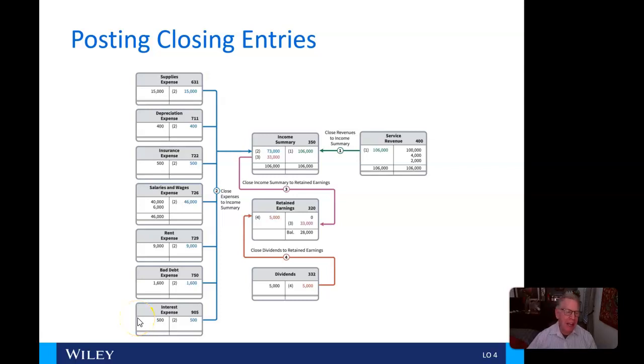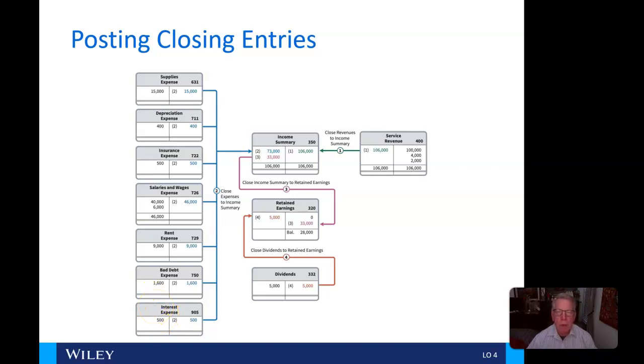Hi everybody, and welcome back to video number 5 on the closing entries. When we left off, we were looking at how we post those closing entries. And here's a depiction of those closing entries that we just did and how they find their way from the general ledger accounts into income summary, retained earnings and dividends, and revenues.